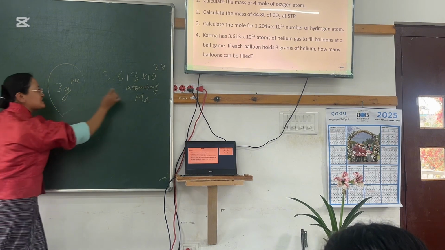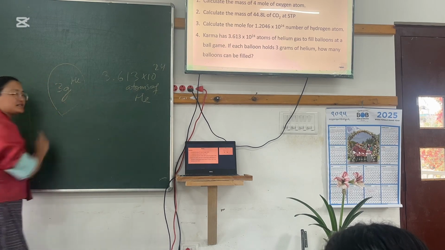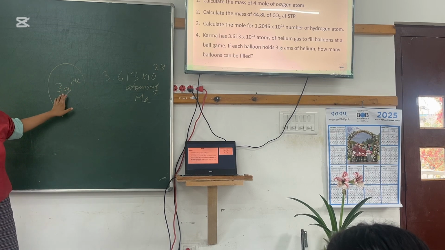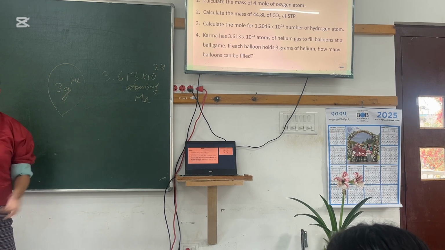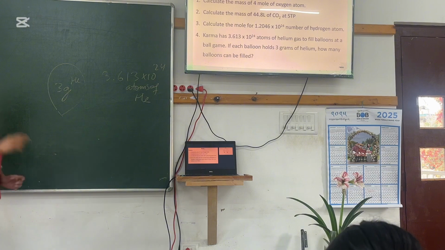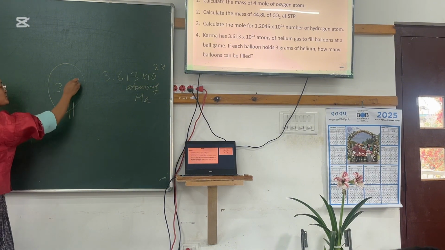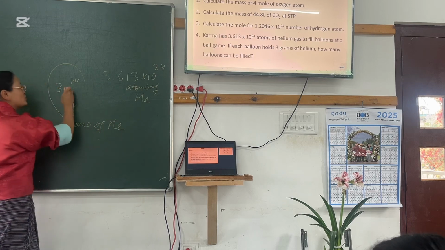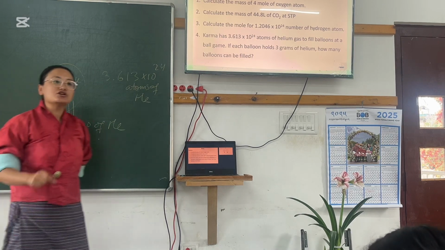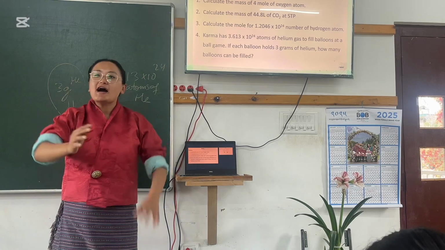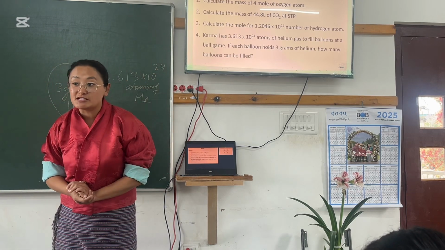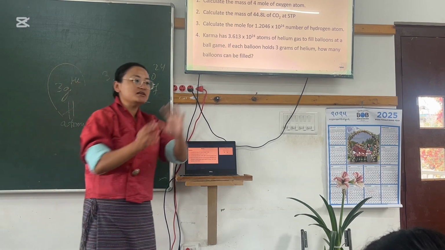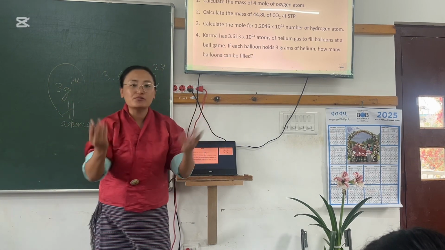This is mass, this is atoms. If both were atoms, then what can we do? Divide this by the total number of atoms in each balloon. Then you can find the number of balloons, right? Now your task is to convert this 3 grams of helium into atoms of helium first. You have to find out in that 3 grams of helium how many helium atoms are present. That will make your work easy. So 3 grams of helium in terms of atoms, how much is it? Where will you start now?